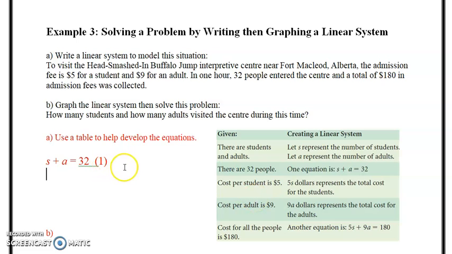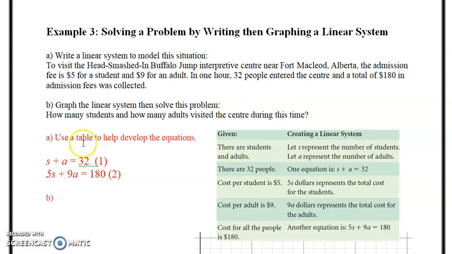charge each adult, charge each student $5, so it's 5 times the number of students, and 9 for each adult times that, and then that's going to equal the total amount collected, which was 180. And there's your equations. So that's equation 2. So there's your system there.